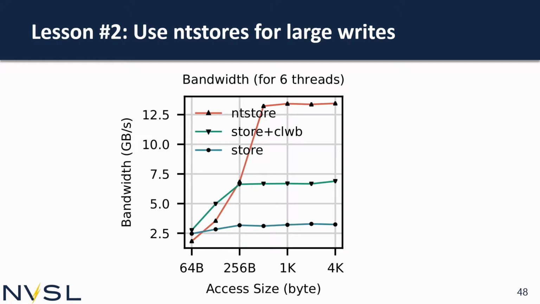So you can see, if you use NT store, you can get up to 6x performance over a regular store without a CLWB, because you're losing the locality within the Optane buffer.